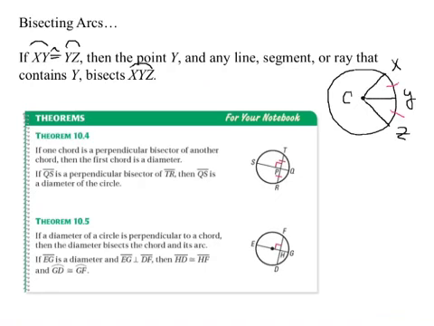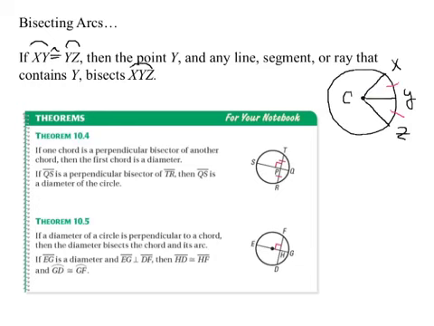Bisecting arcs. If arc XY is congruent to arc YZ, which is right here, then the point Y and any line, segment, or ray that contains Y bisects arc XYZ. Okay, bisects, cuts it in half.